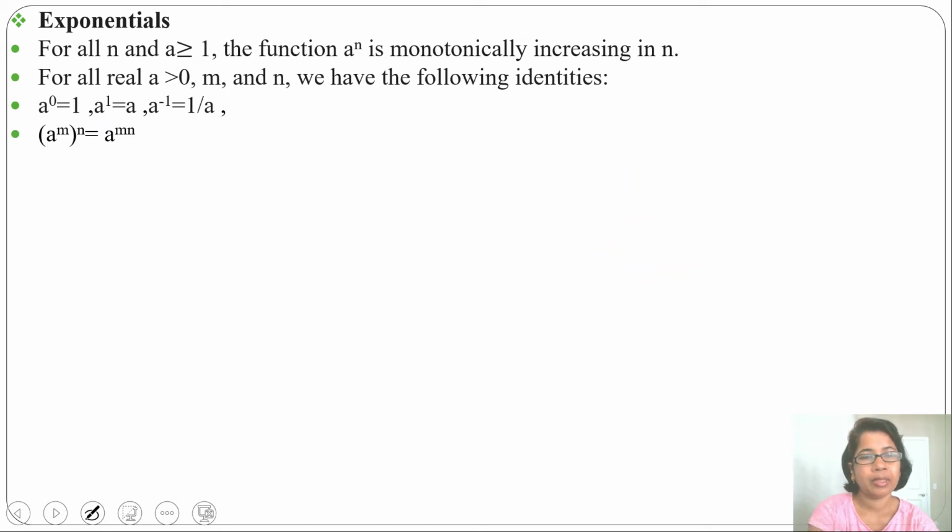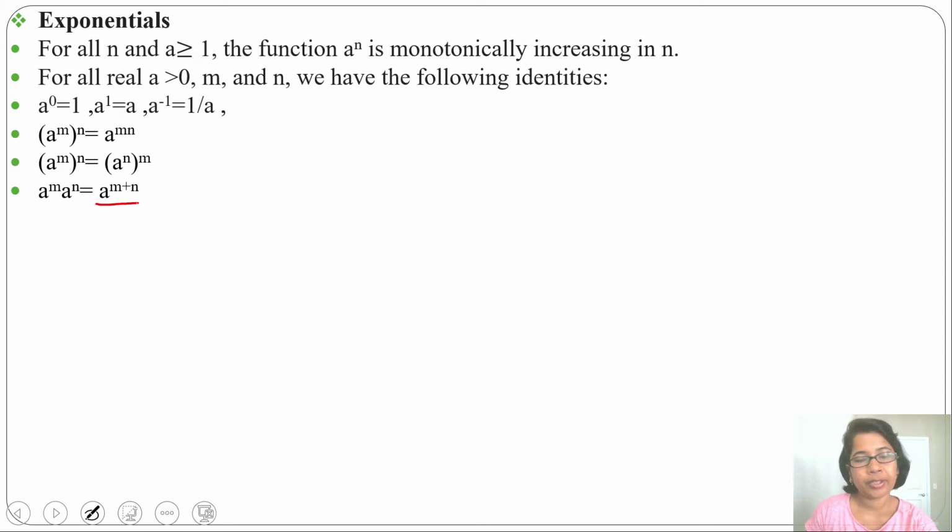(a^m)^n you can write as a^(mn). Then (a^m)^n, you can swap m and n, and write (a^n)^m. Next, a^m multiplied by a^n, you add the exponents m and n, and write a^(m+n).